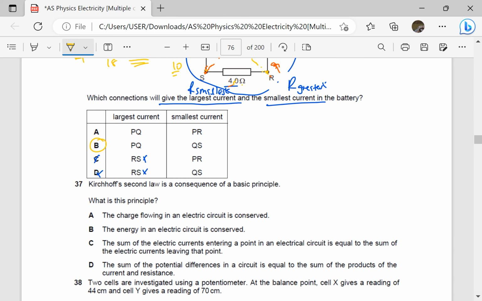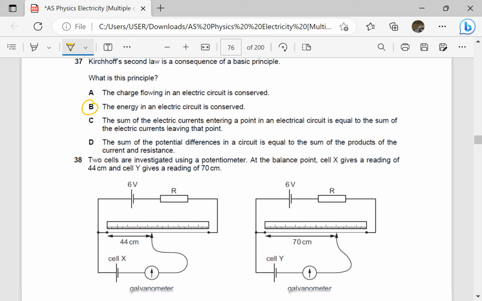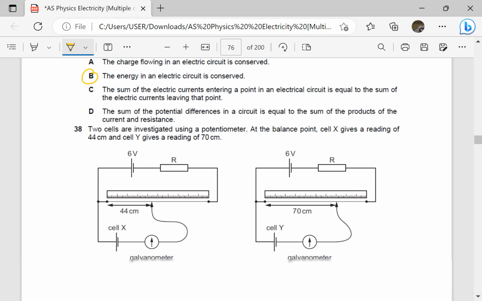Kirchhoff's second law is a consequence of a basic principle. The second law is about energy. So without any hesitation, the energy in an electric circuit is conserved. That is very simple. Two cells are investigated using a potentiometer.